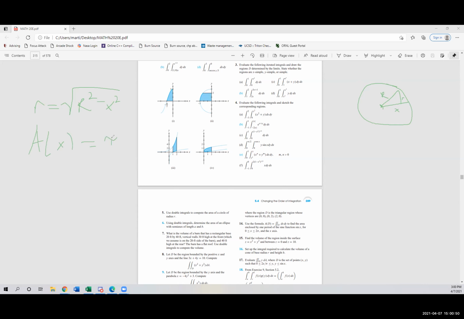It was pi little r squared. And we wrote that to be pi capital R squared minus X squared. Yeah, so that was the cross-sectional area.